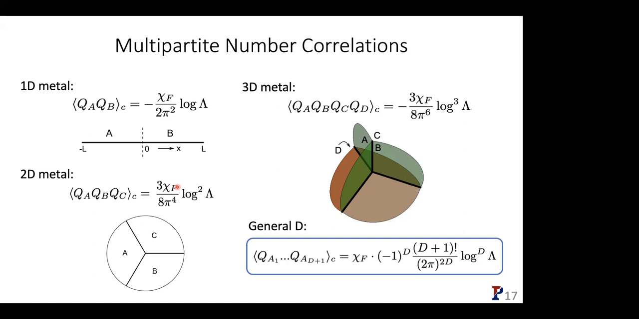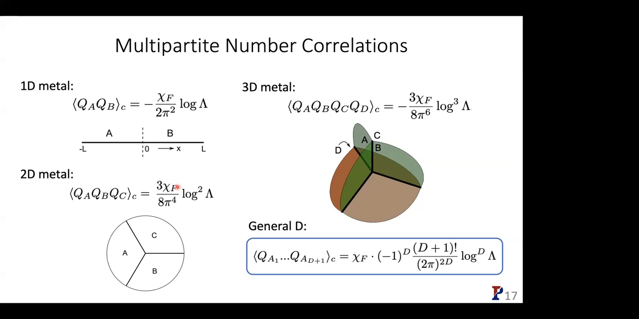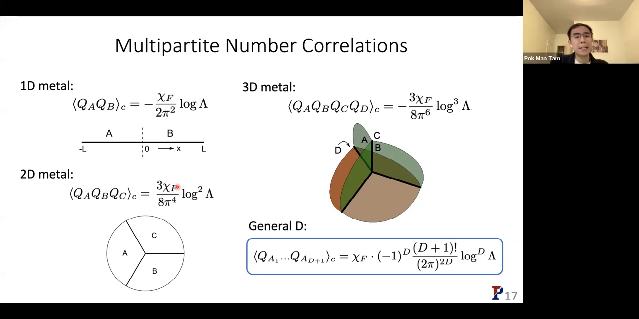I think the general picture is that, I think you're right. The general picture is that some topological information is actually encapsulated also in higher order cumulants of charge fluctuations. I see. Thank you. You're welcome. Thanks for the question.